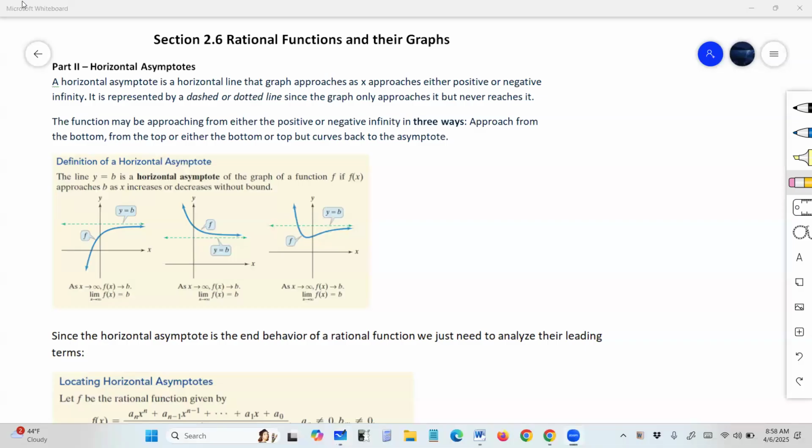Hi, hello everybody. So this is the video dealing with section 2.6, rational functions and their graphs. And this is the second part where we're going to go over the concept of horizontal asymptotes.